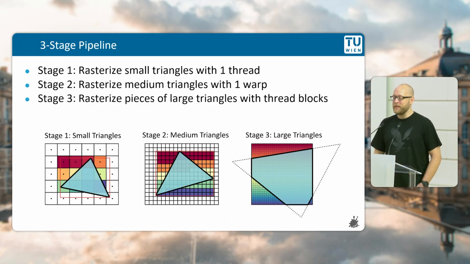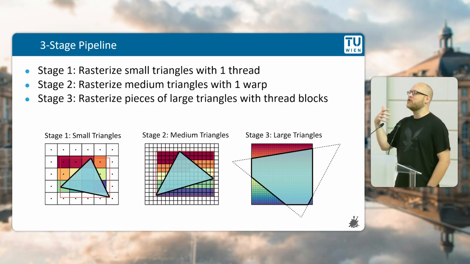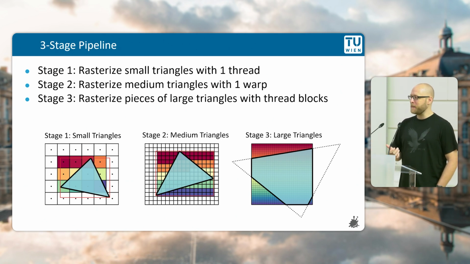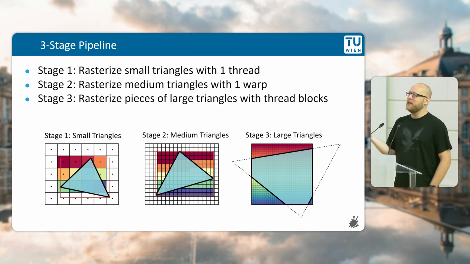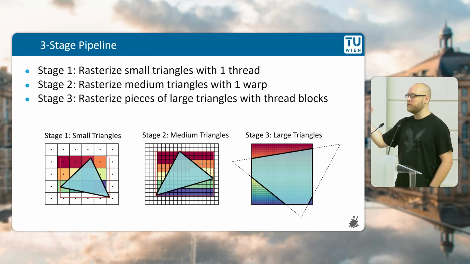The whole thing was implemented in a 3-stage pipeline using 3 CUDA kernels. In the first stage, we launch 1 thread per triangle. This assumes that the triangles are small enough that 1 thread can render them very quickly, and this is not always the case. If triangles are larger than, for example, 120 pixels, we instead put them in the queue for the next stage, where we launch 1 warp for each of these triangles to have more compute power for rasterizing them.